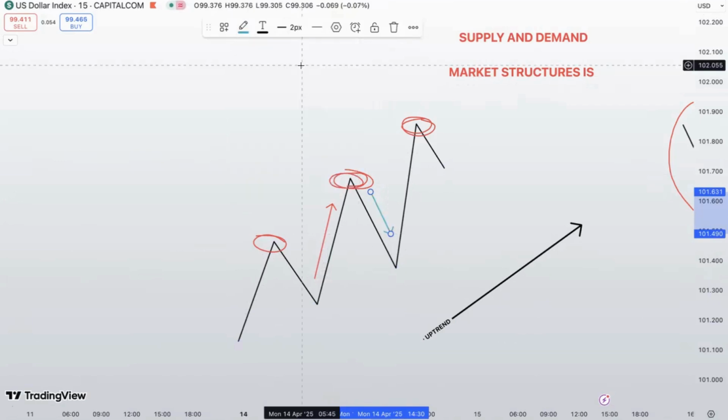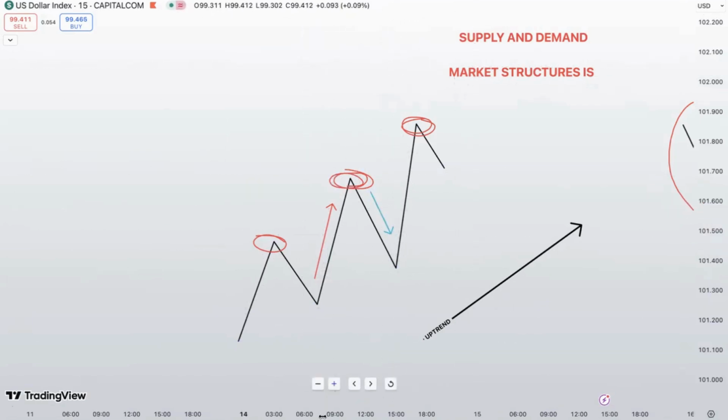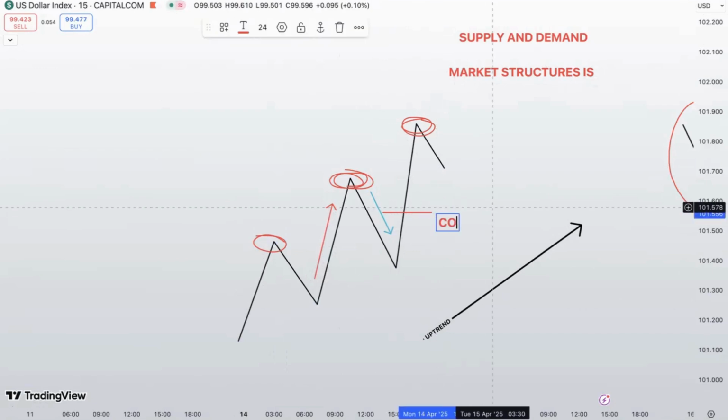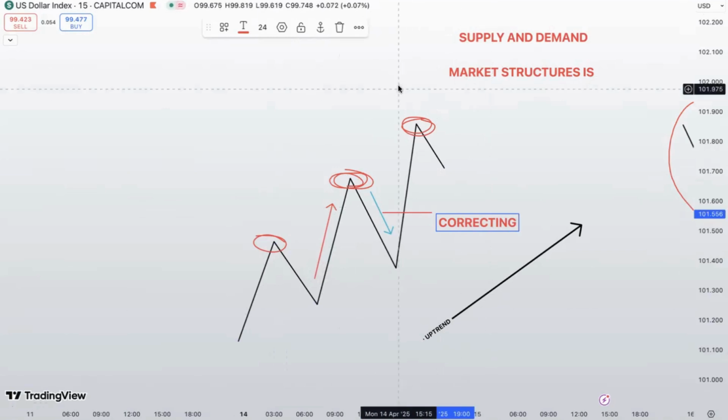So let's highlight that as blue. We call this a corrective movement. So we're saying that the market is now correcting. It is correcting or retracing, whatever you call it, right? So we are saying that it is correcting.